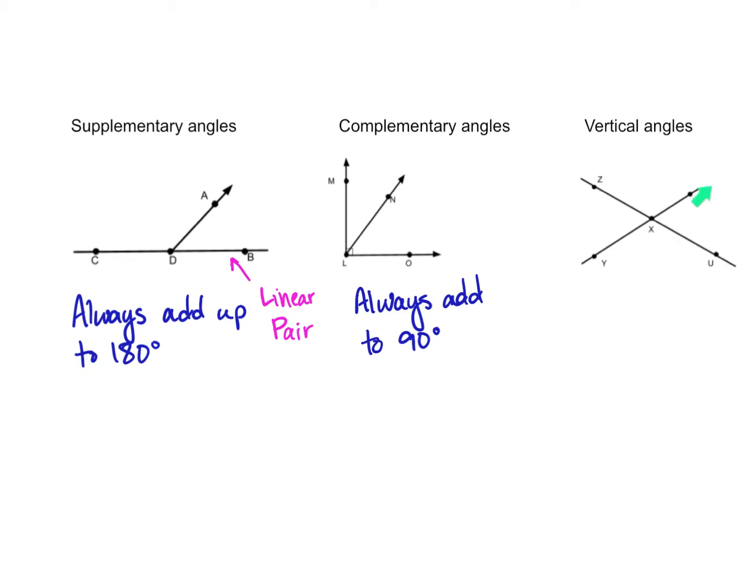And then vertical angles are formed whenever two lines cross, and vertical angles are the ones that are kind of opposite of each other. They share a vertex, but not any rays. So angle ZXY is a vertical angle with WXU, and that means that these two angles are congruent.